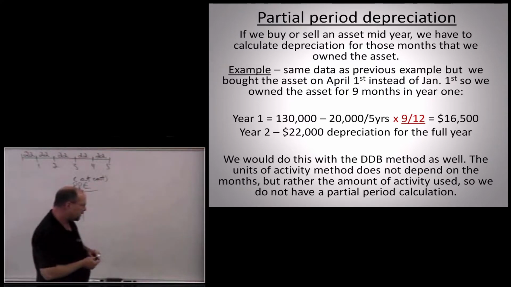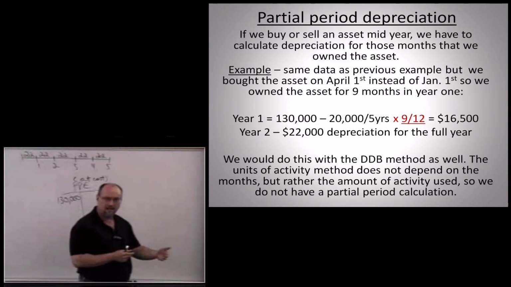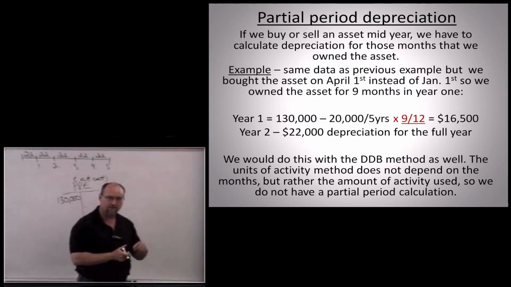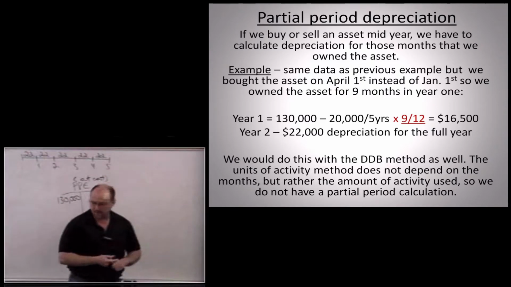But notice, units of activity is not based on time, but actual activity. So it does not affect the calculation for units of activity method if we buy it mid-year. But it would affect depreciation in year 1 for straight line method and for the double declining balance method.